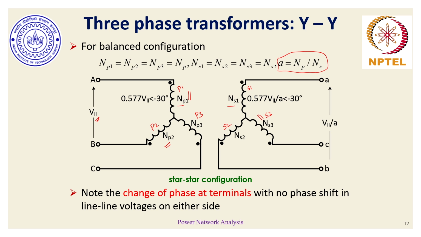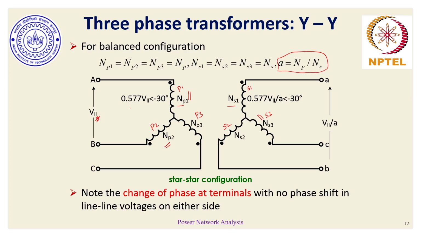Then going by the relationship of voltages, line-to-line voltage and phase voltage in star configuration, if line-to-line voltage is applied here, the corresponding phase voltage would be 1 by root 3 times the line-to-line voltage with a 30-degree lag. And since this voltage appears across this pair of windings, a similar voltage would appear on the secondary winding also. The difference would be the factor of turn ratio, division by a.